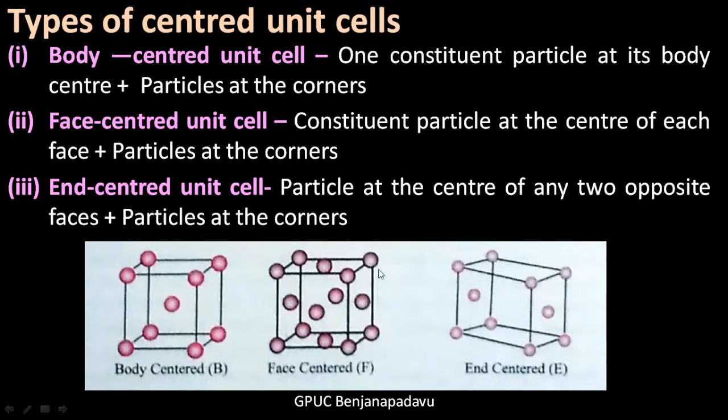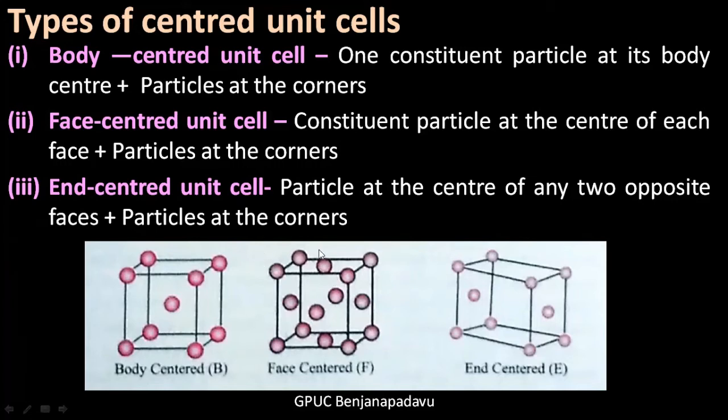So there are ondu cube anna consider madidre, a cube will have 8 corners. So there are 8 particles at the corners. 1, 2, 3, 4, 5, 6, 7, and 8. So there are 8 particles at the corners, and then particles should be present at the center of each face. So yavude ondu cube alli how many faces exist? There will be 6 faces, one above, one below, one front, one back, one left, one right, correct? So there will be 6 faces, and the particles will be present at the center of each face.